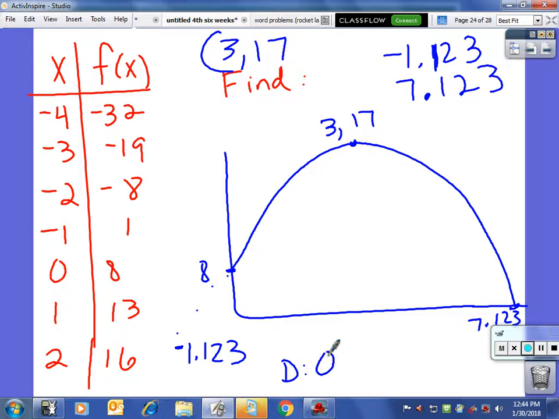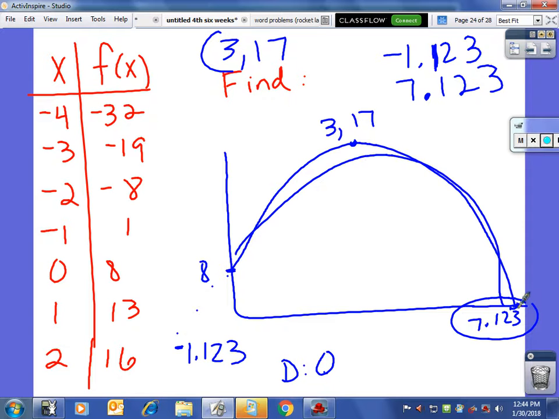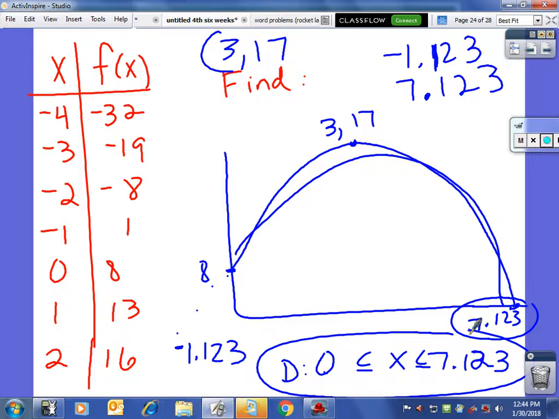0 is my lowest x value. Domain is about time usually on these kinds of problems. This is before he threw the ball. What's my highest x value? The positive root. Because what's happening after this? It ends. It's on the ground now. That's how long it was in the air. 7.123 seconds. And all of the other x values are somewhere in between. So that's my new domain.